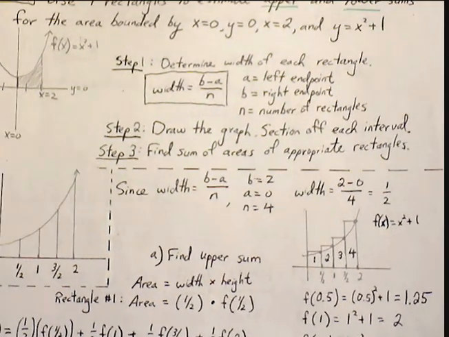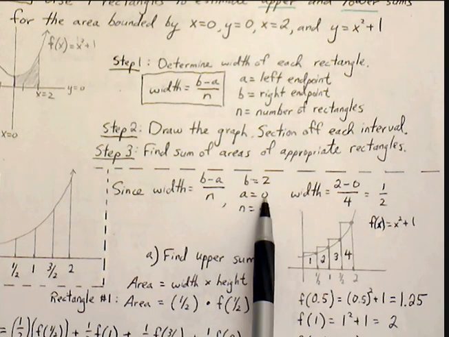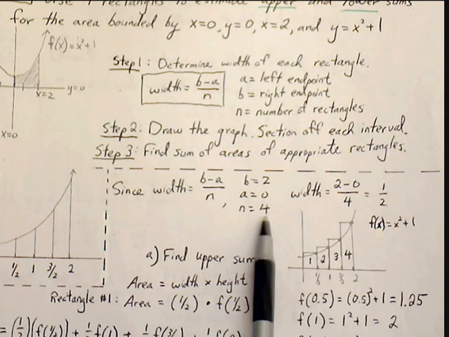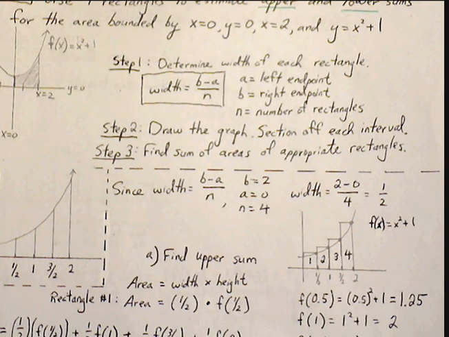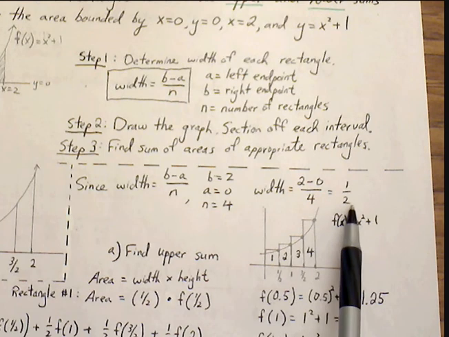So to start off, to find the width is b minus a over n. Our left endpoint is 0. Our right endpoint is 2. And n is 4. N represents the number of rectangles. So b minus a over n, in this case, 2 minus 0 over 4 is 1/2. So the width is going to be 1/2.